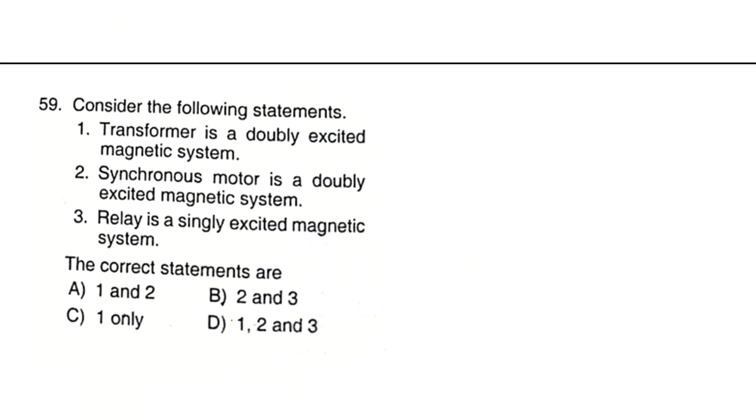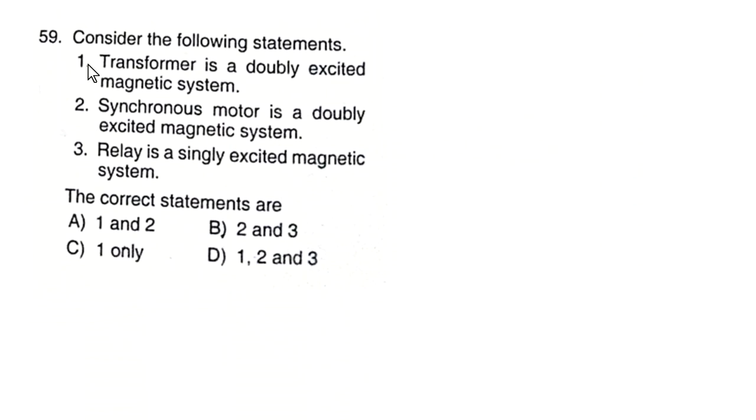Next question here. Now consider the following statements. Transformer is a doubly excited magnetic system. Synchronous motor is a doubly excited magnetic system. Relay is a singly excited magnetic system. First of all, understand what a doubly excited magnetic system is. I will take the synchronous motor here. In order to rotate this motor we need to have magnetic coupling circuits.